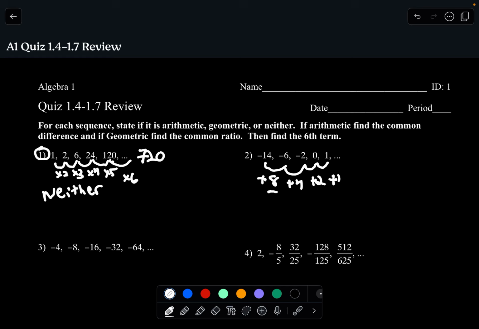The thing here is there is a pattern to what we're adding. We add 8, then 4, then 2, then 1. We're dividing the number we are adding by 2, starting with 8. Next one would be adding a half. So you could predict that the next number in this sequence would be 1 plus a half, to give us 1.5. By the way, it says the 6th term, this is 1, 2, 3, 4, 5, so it's really just the next term in each of these.